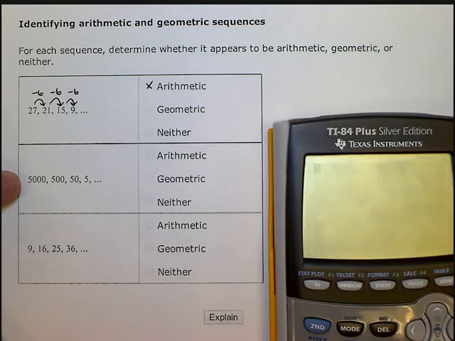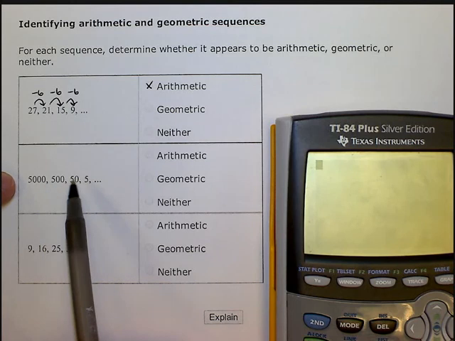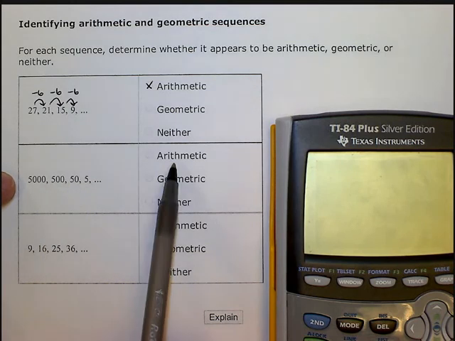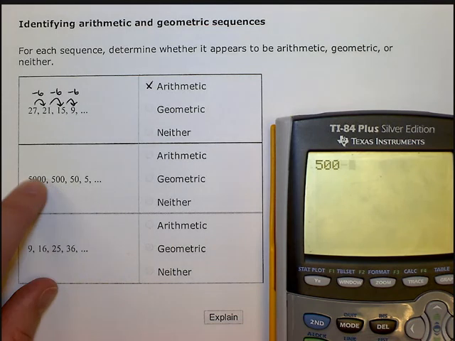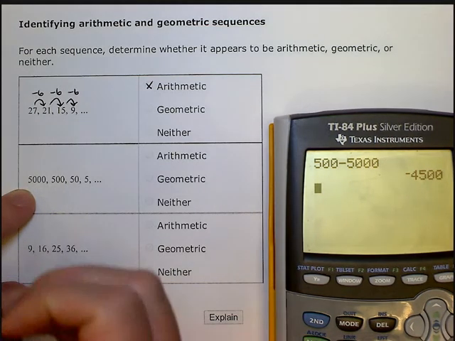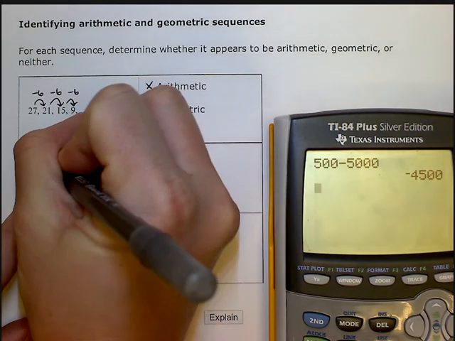Now, let's look at the second one. 5,000, 500, and 50, 5. Again, I'm going to check arithmetic first. So I'm going to take the second term, 500, and subtract it from the first term, 5,000. That gives me negative 4,500. So to get from the first term to the second, I have to subtract 4,500.